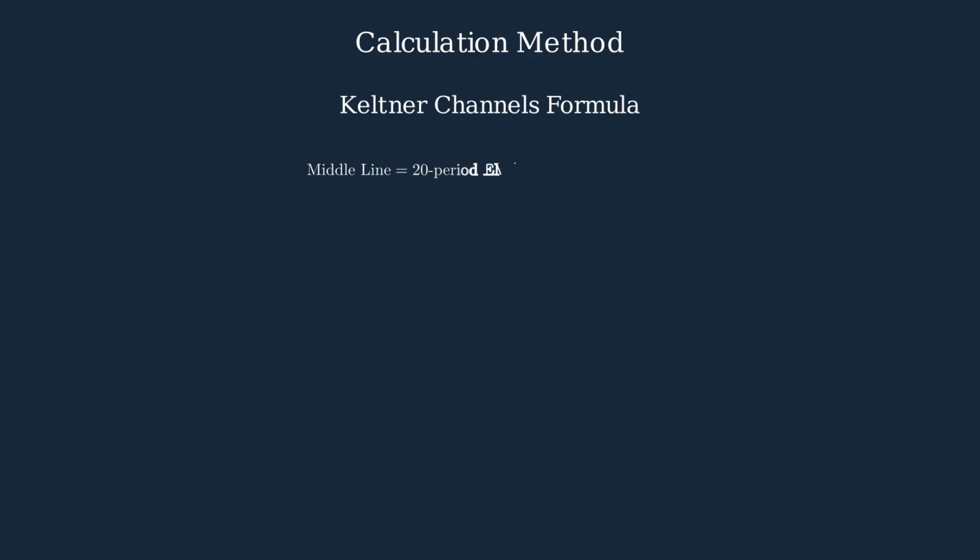Now let's explore the calculation method for Keltner channels. Keltner channels consist of three main components, a middle line and two outer channels. The middle line is simply a 20-period exponential moving average of the price. The upper channel is calculated by adding a multiple of the average true range to the middle line. Similarly, the lower channel is calculated by subtracting the same ATR multiple from the middle line.